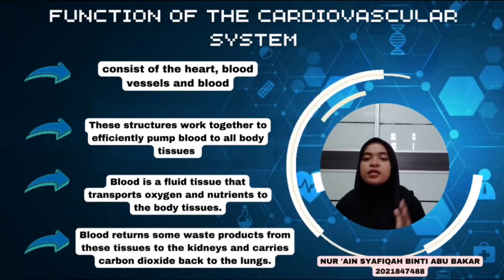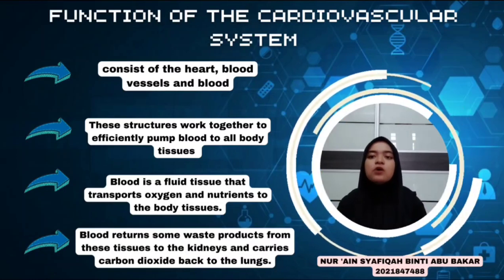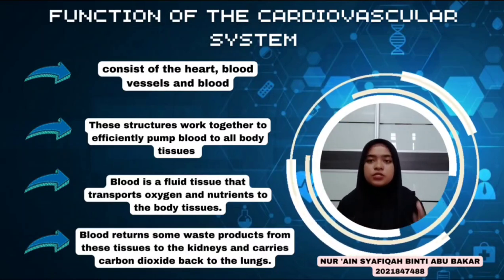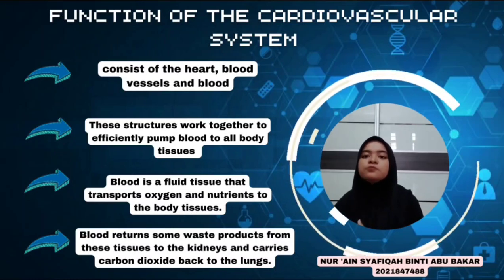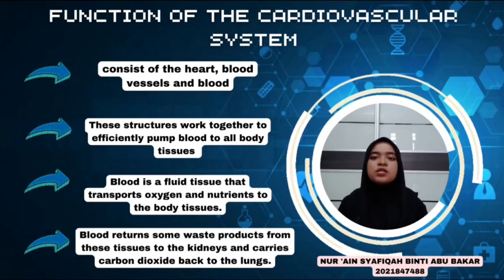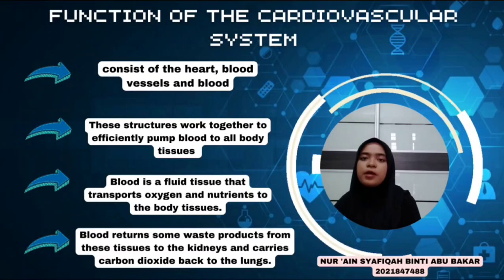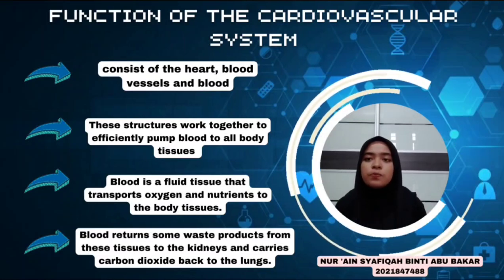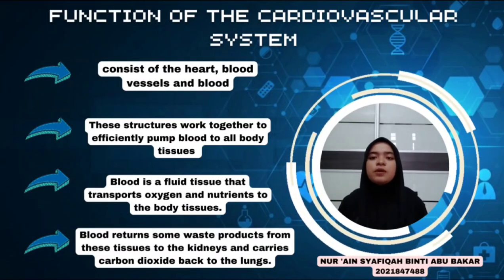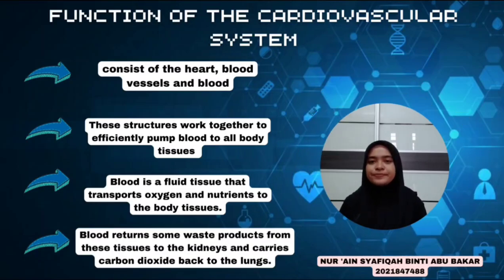Blood is a fluid tissue that transports oxygen and nutrients to the body tissues. Blood returns some waste products from these tissues to the kidneys and carries carbon dioxide back to the lungs. Blood cells also play important roles in the immune system and in the endocrine system.